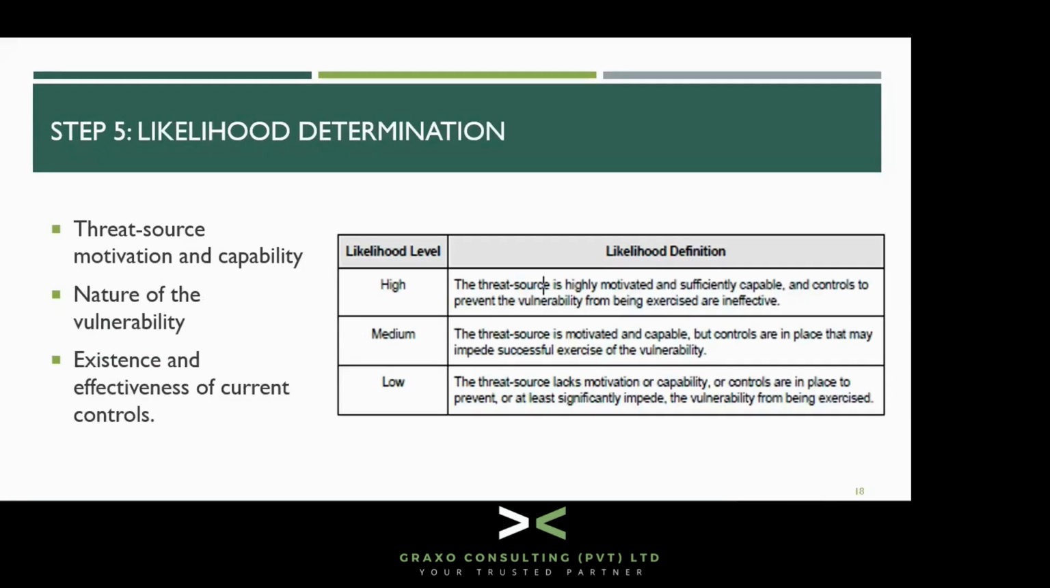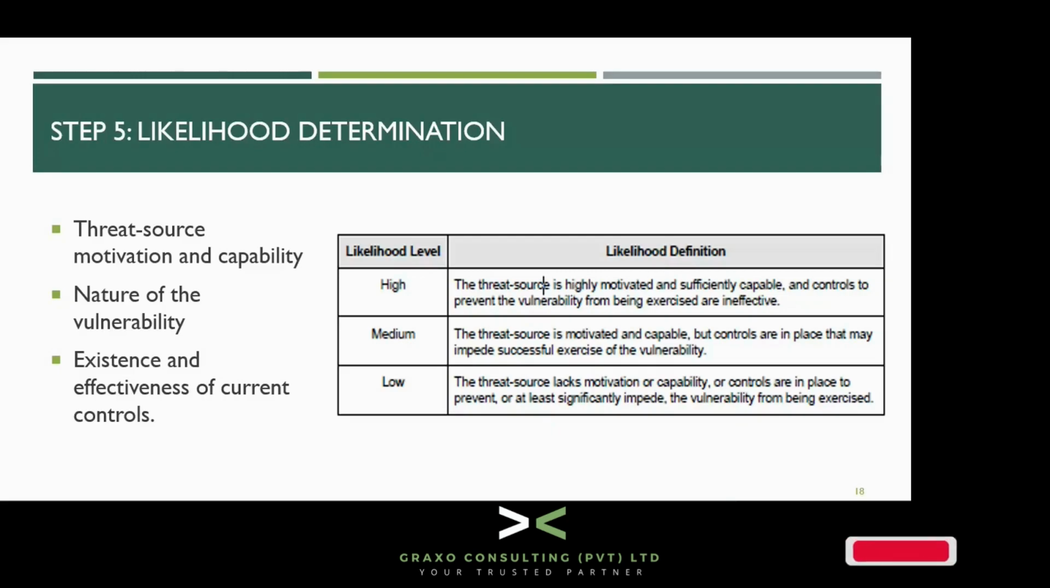Moving on to the likelihood determination. With likelihood, we want to know how likely it is for a threat actor to actually exploit a weakness in the system. To derive an overall likelihood rating that indicates the probability that a potential vulnerability may be exercised within the construct of the associated threat environment, we need to consider three factors. The three factors are the threat source motivation and capability, the nature of the vulnerability, and the existence and effectiveness of the current controls.